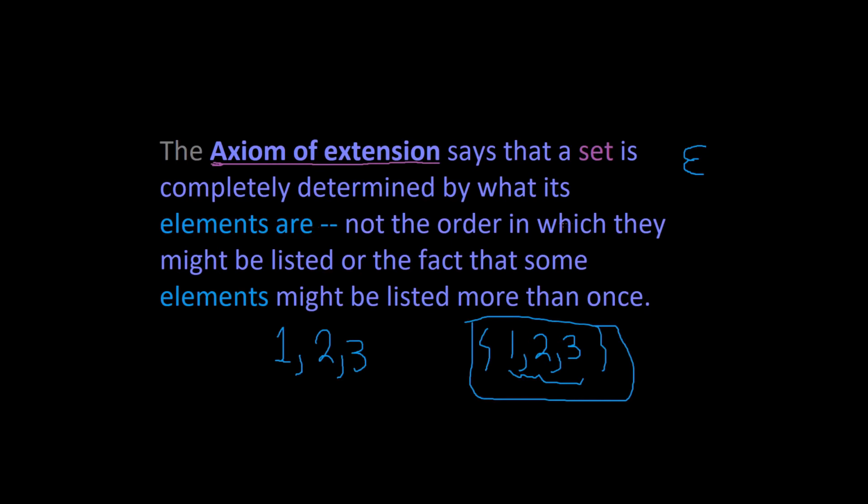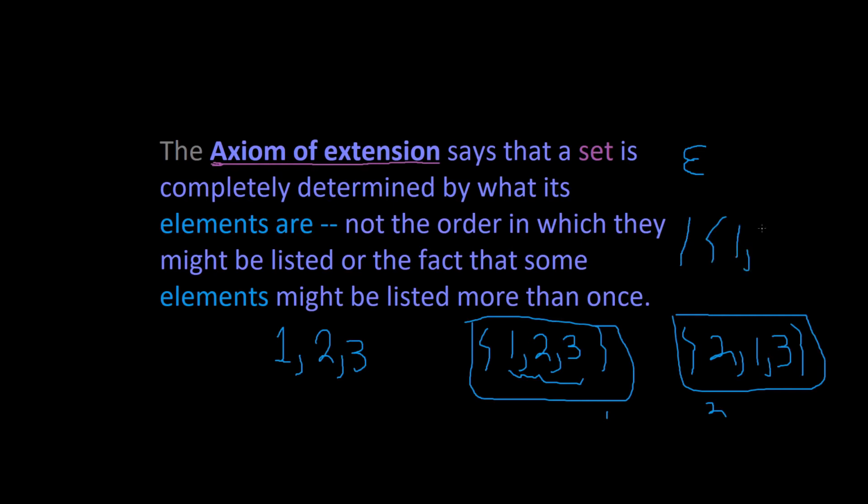Now it says not the order in which they might be listed. And so we could have the same set, but have it written out a whole different way. We could have it written out like this. Is that equivalent to our set right here? So we got set 1, set 2. Are they equivalent? Yes, they are. And it says not the order in which they might be listed, or the fact that some elements might be listed more than once. And so let's give it one more go for this.